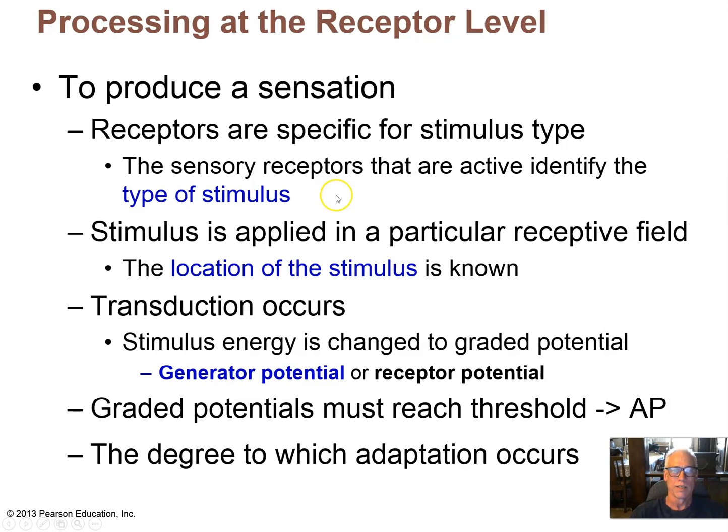The receptive field. How many sensory receptors on the surface of the body, for example, are being activated? Is it just a couple of receptors in one little area, or is there a large swath of the surface being impacted by the stimulus? That also helps give us some information we can use to perceive what's out there.